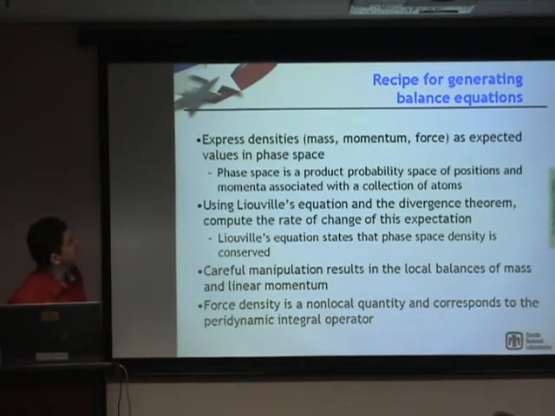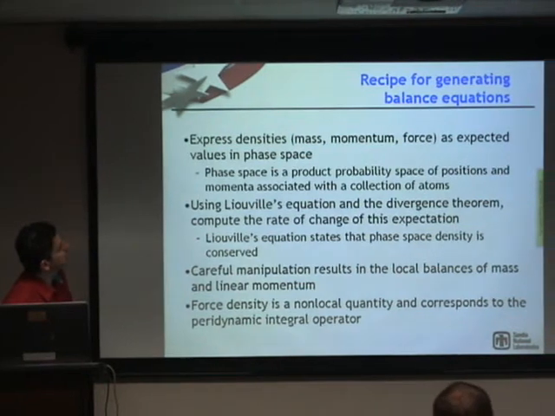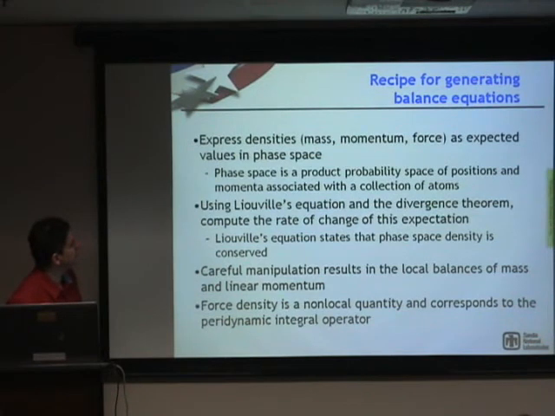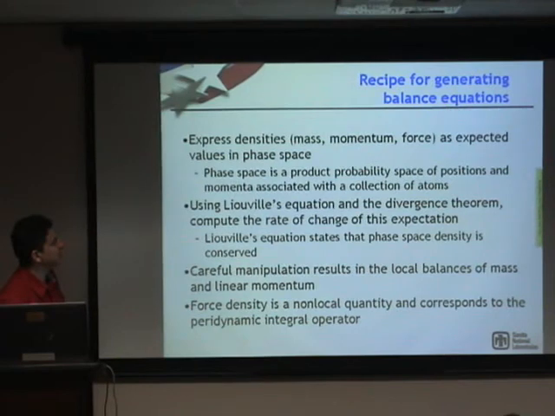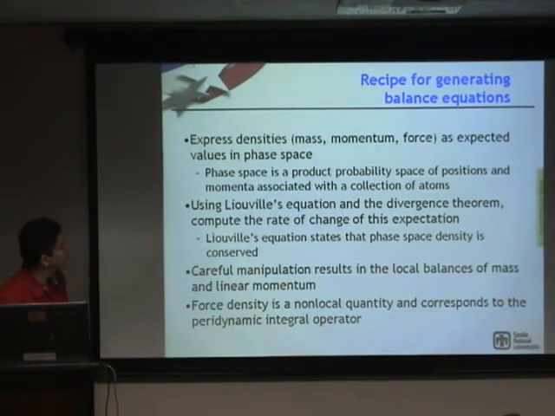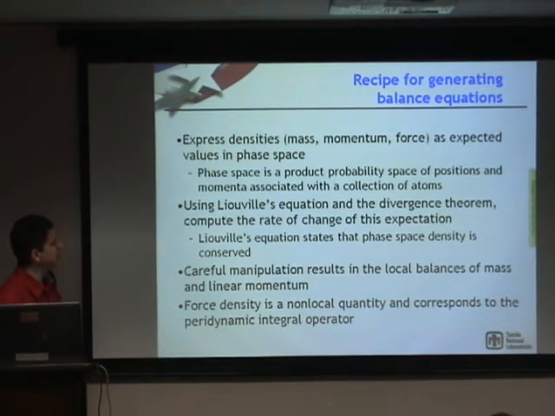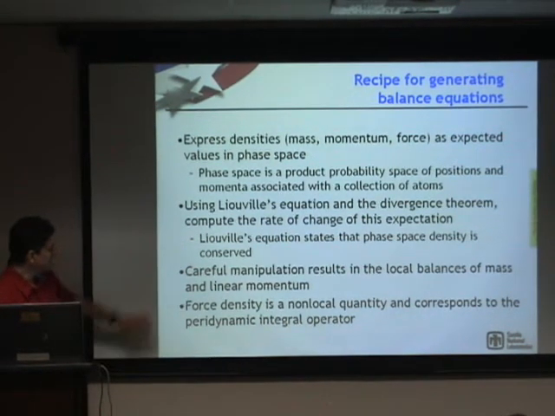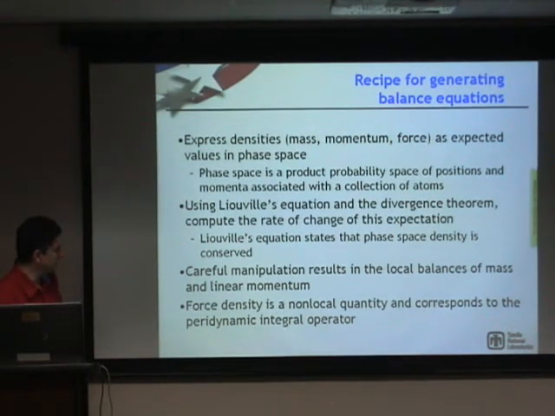Okay, so the basic idea of how you would generate those balance equations: you would express density, mass, momentum, and force as expected values in phase space. Phase space is a product probability space of positions and momenta associated with a collection of atoms or particles. Then you use Liouville's equation and the divergence theorem to compute the rate of change of this expectation. Liouville's equation is a conservation law on how phase space density is conserved. And then careful manipulation results in the local balances of mass and linear momentum.